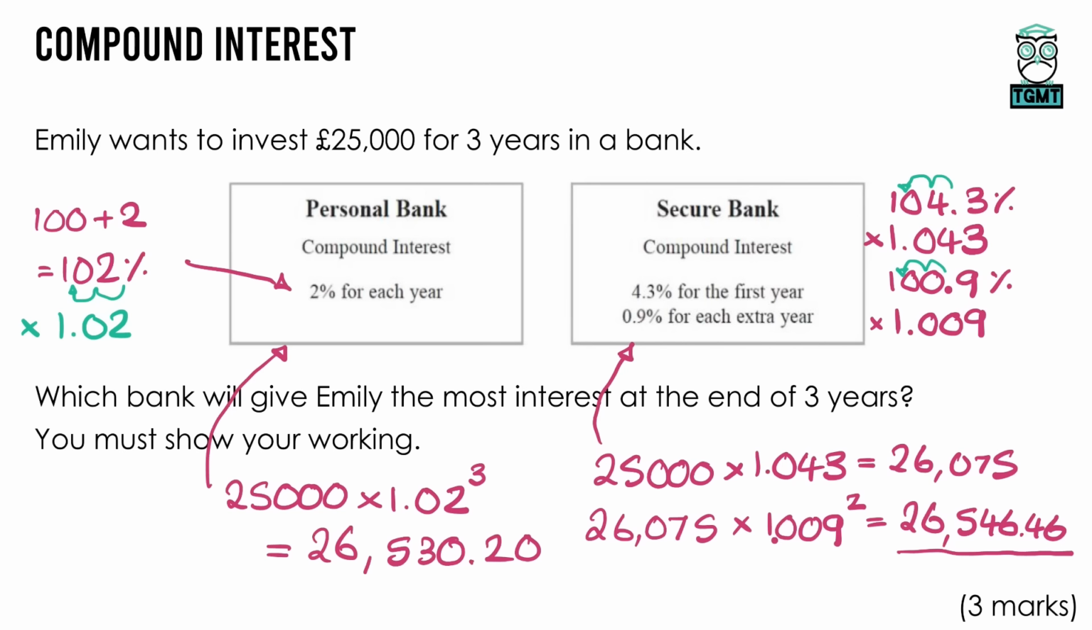So we would just say here, which bank will Emily get the most interest? We want to make sure that we write down somewhere near our working out secure bank, and you could write some more with that. If you prefer, you could write secure bank will give Emily the most interest, but just make sure it's really nice and clear which one we're choosing.